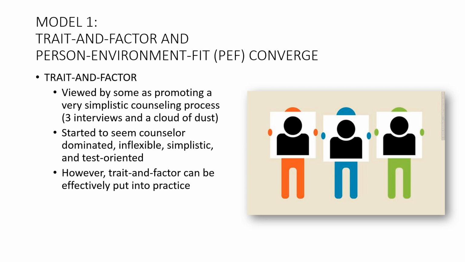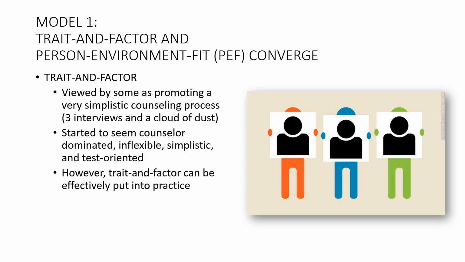Okay, so for model one, trait and factor and person environment fit, PEF converge. Let's talk about how they converge together because of how old the trait and factor idea is, the concept is. Trait and factor is viewed by some as promoting a very simplistic counseling process. People joke around and call it the 3 interviews and a cloud of dust. Basically imagining someone coming in 3 times, taking assessments, and then they're gone. Poof. Right, and that's what the cloud of dust is. And so people want to address that issue.